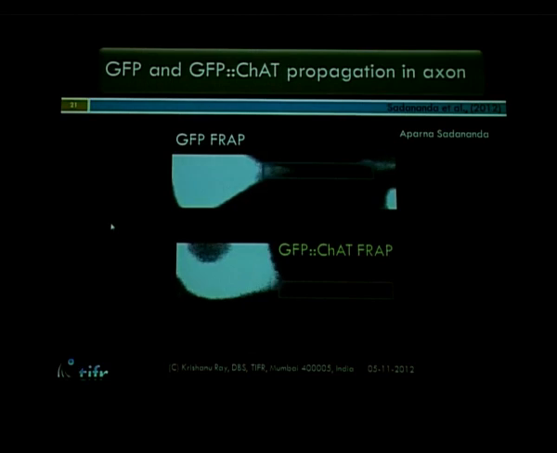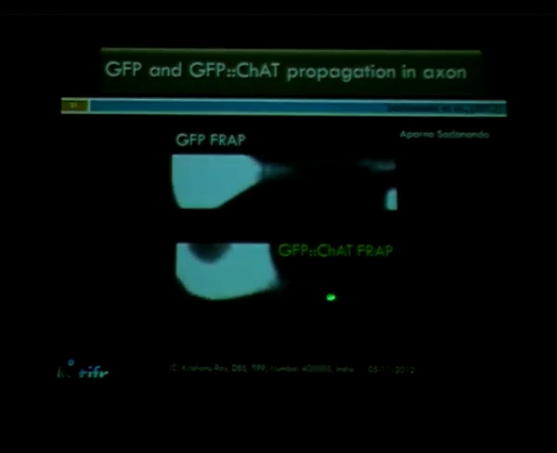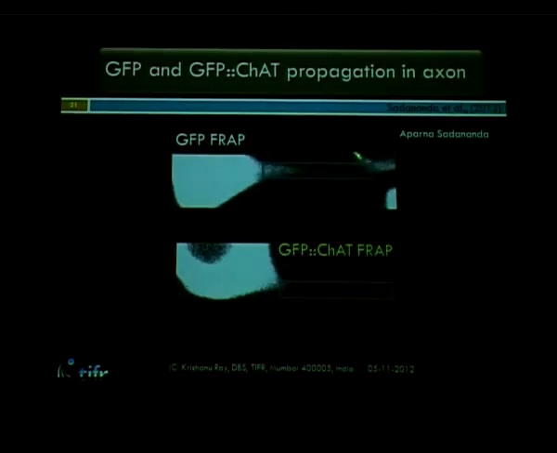So if you bleach parts of the axon and let it recover, you will gradually see the fluorescence recover in this axon, but it never reaches the initial state of fluorescence, because there is always some amount of static fluorescence that accumulates. This is the rate at which the regular GFP, which is considered to be just diffusing in the axon, recovers. And if you compare these two movies, you will immediately recognize that the recovery rates are much slower in case of GFP-ChAT.